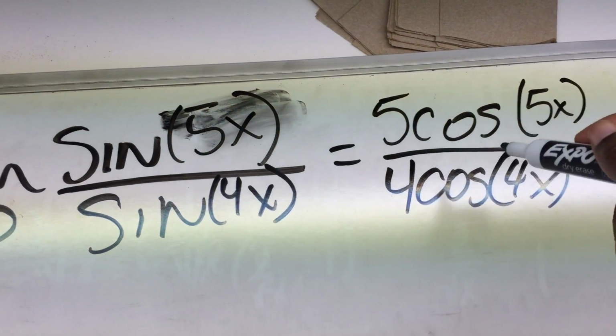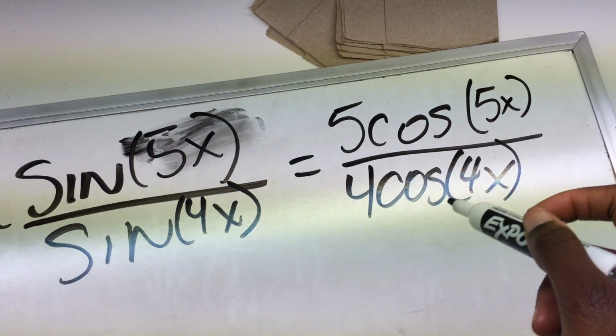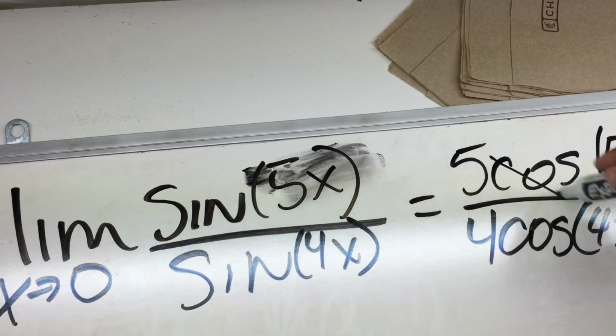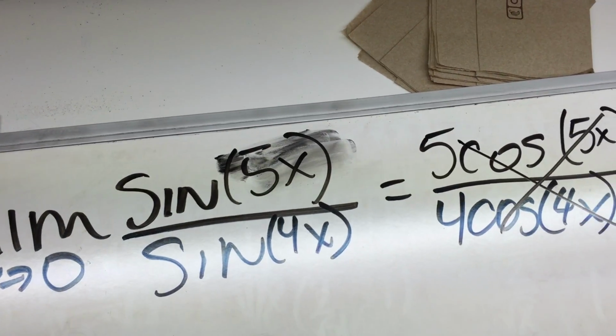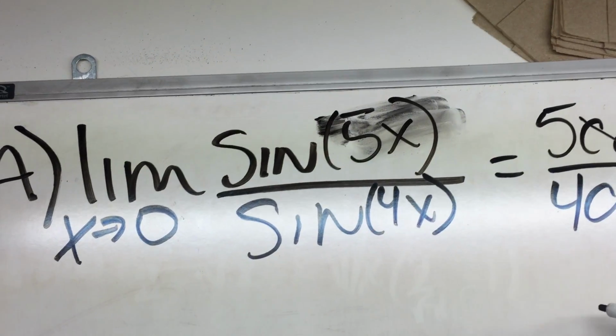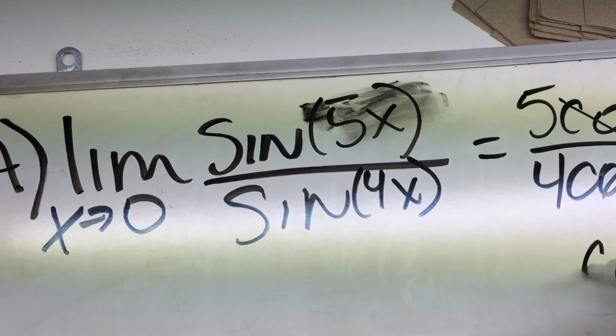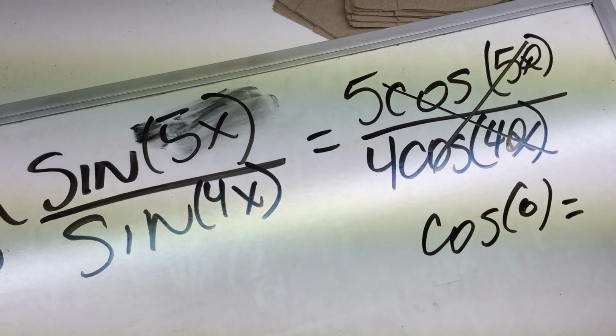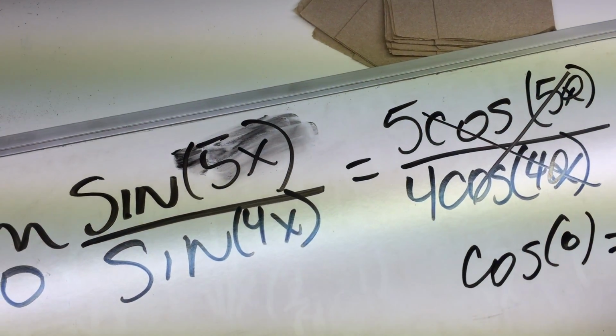Oh, I'm sorry, you couldn't even see that. 5 cosine 5x over 4 cosine 4x. Now we can simply simplify. Since we're going to put in 0, these are both just going to go to cosine of 0. And cosine of 0 is essentially equal to just 1.